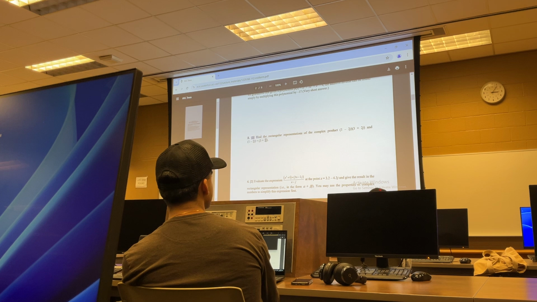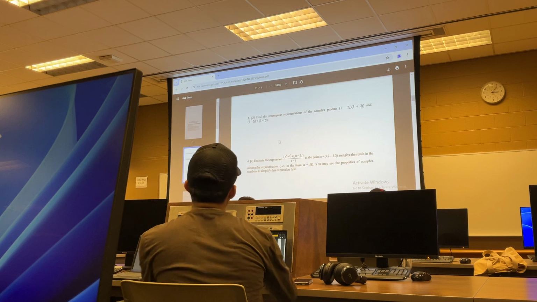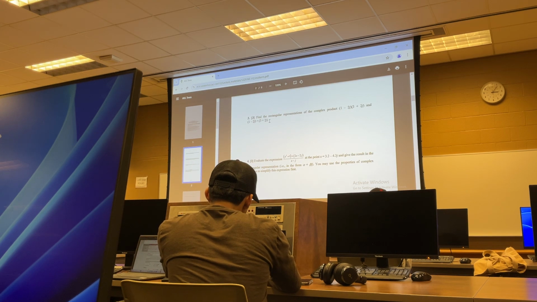Moving on, I want to skip this question because I feel like at this point in time, you should be able to do simple multiplication and division between complex numbers. If you cannot, I think it'd be faster for you to learn it by referring to the course notes and going through the example with me.